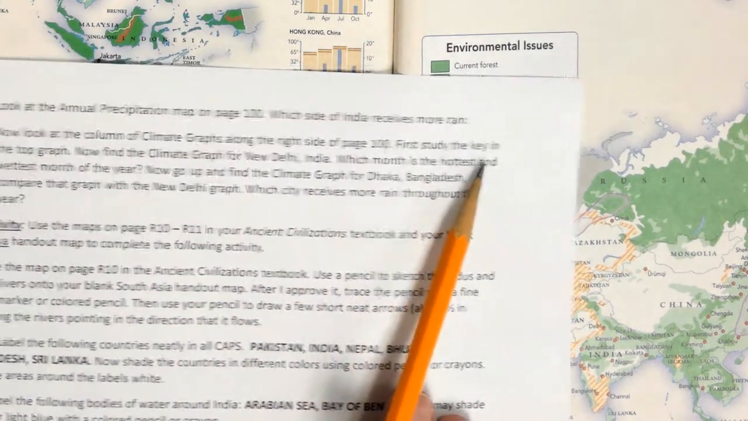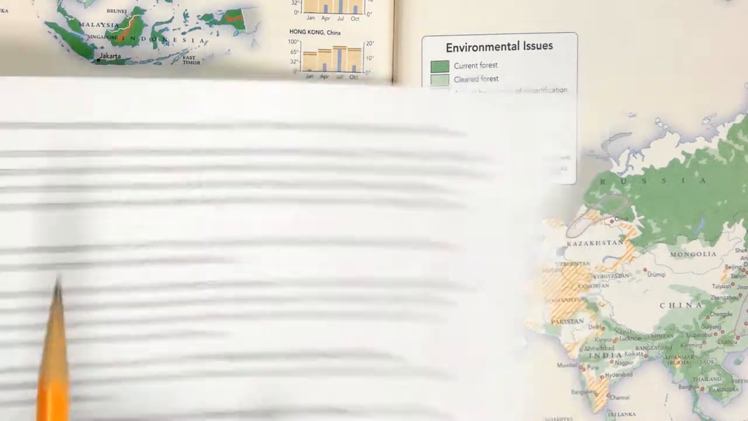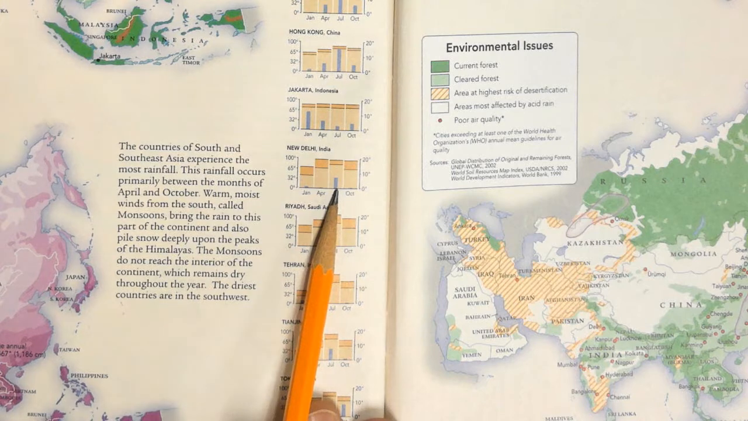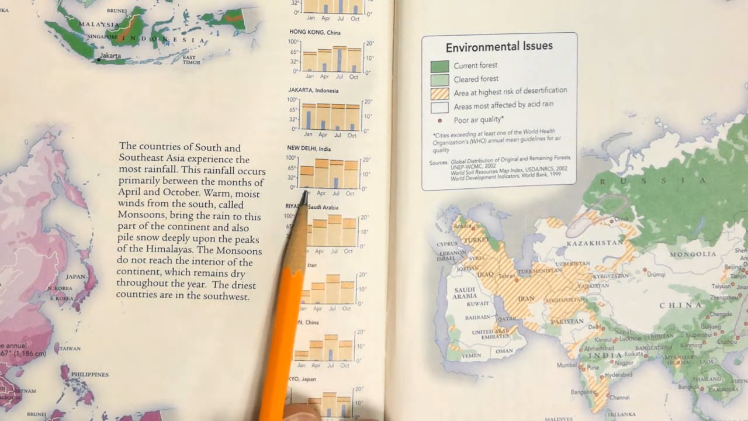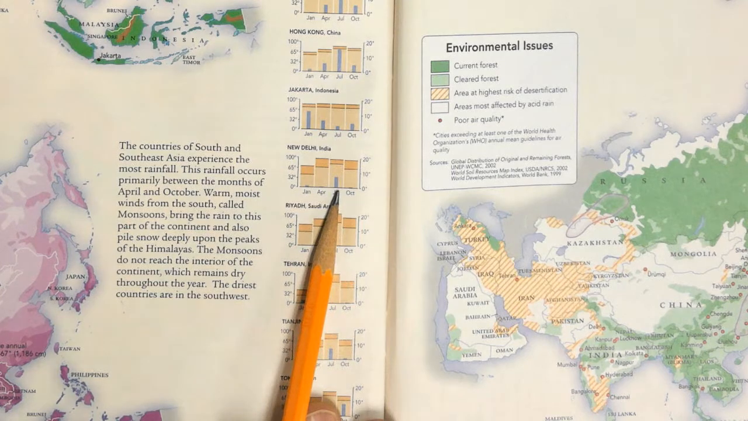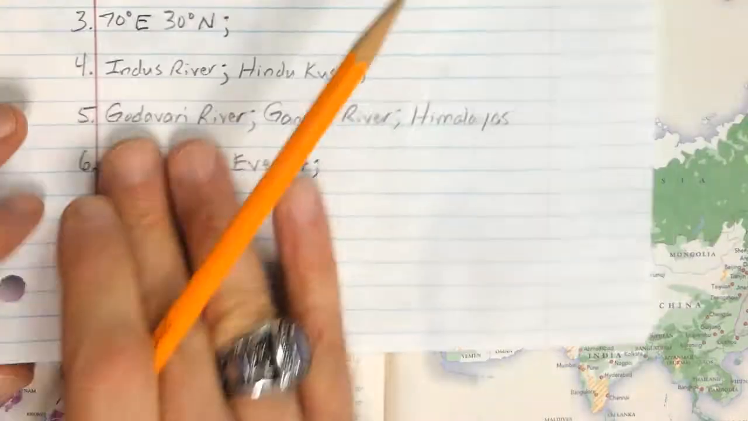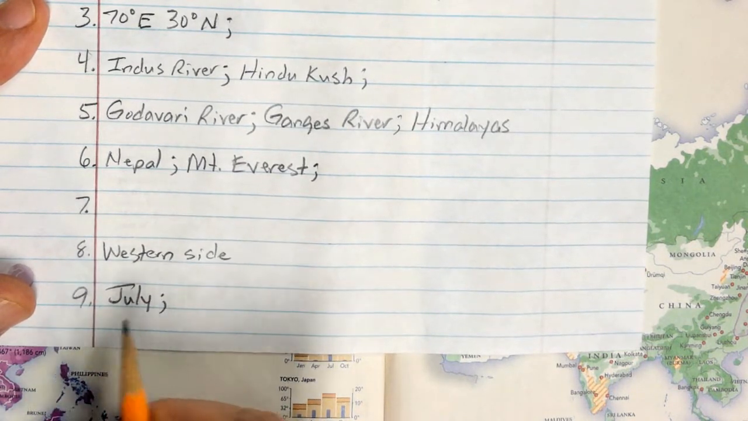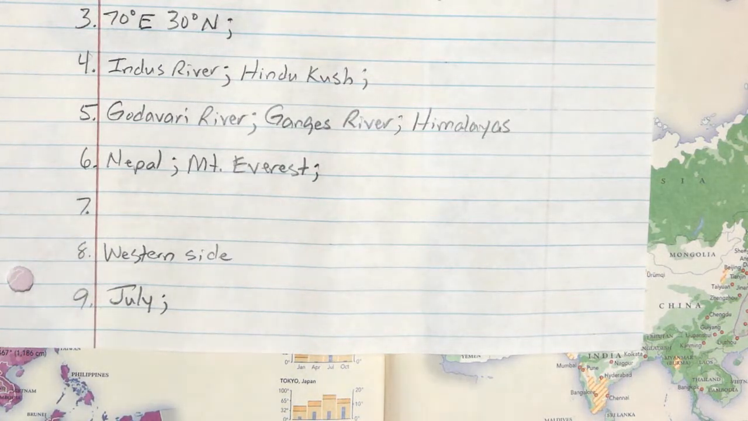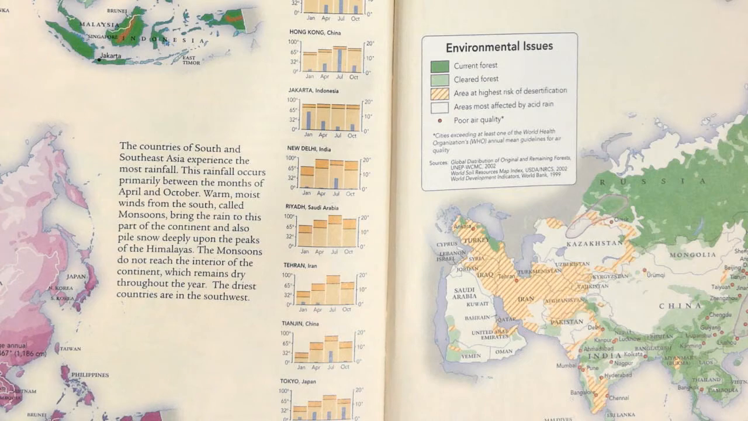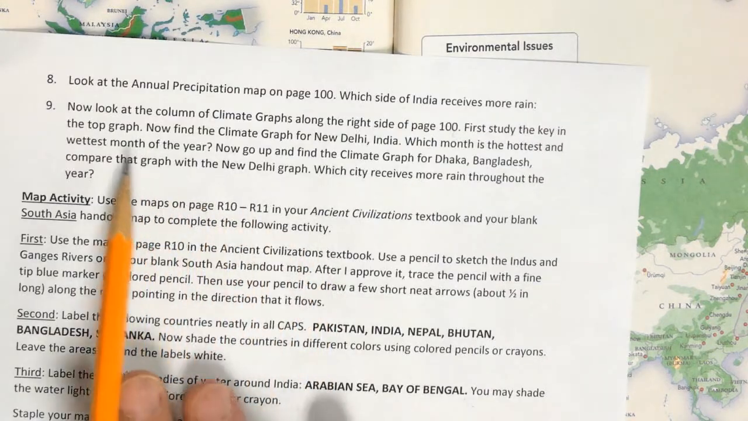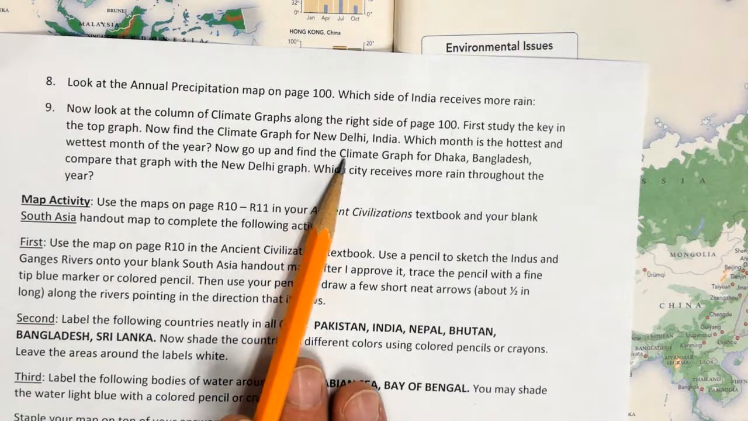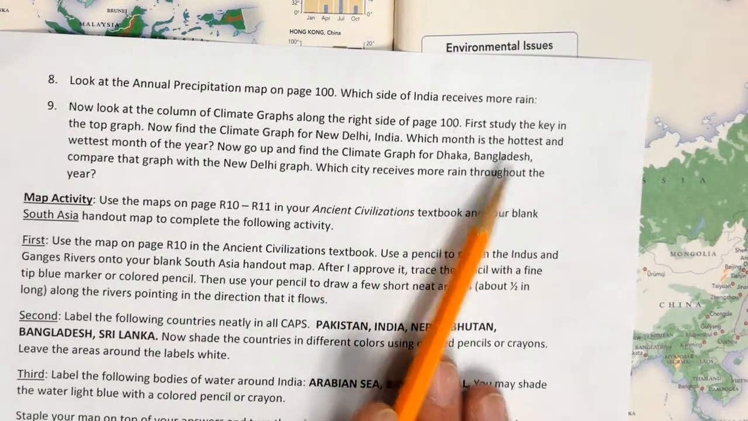Which month is the hottest and wettest month of the year? Okay, so New Delhi. Which month is the hottest and wettest? All right, well, the hottest and wettest month for New Delhi is going to be July. Okay, so we go back here to our sheet, number 9. We write July, semicolon. Okay, and then it says, now go up and find the climate graph for Dhaka, Bangladesh.